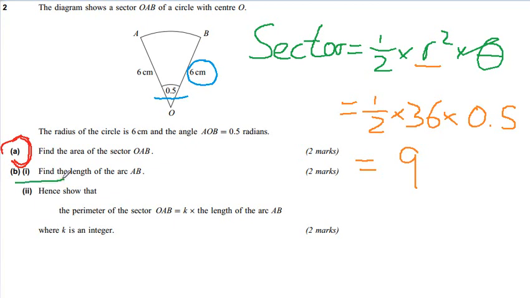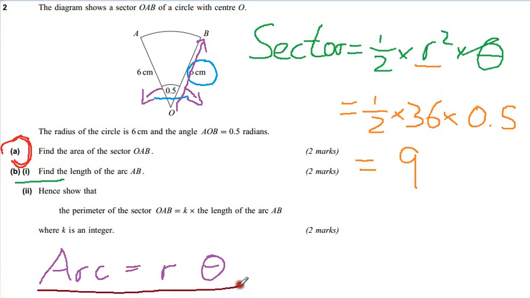So find the length of the arc AB. It's exactly the same but with an easier formula. The arc is equal to radius times theta. As the radius gets longer, then the arc will increase proportionally, and as theta gets larger, the arc will also increase proportionally. So you don't need to worry about that, just arc is r theta.